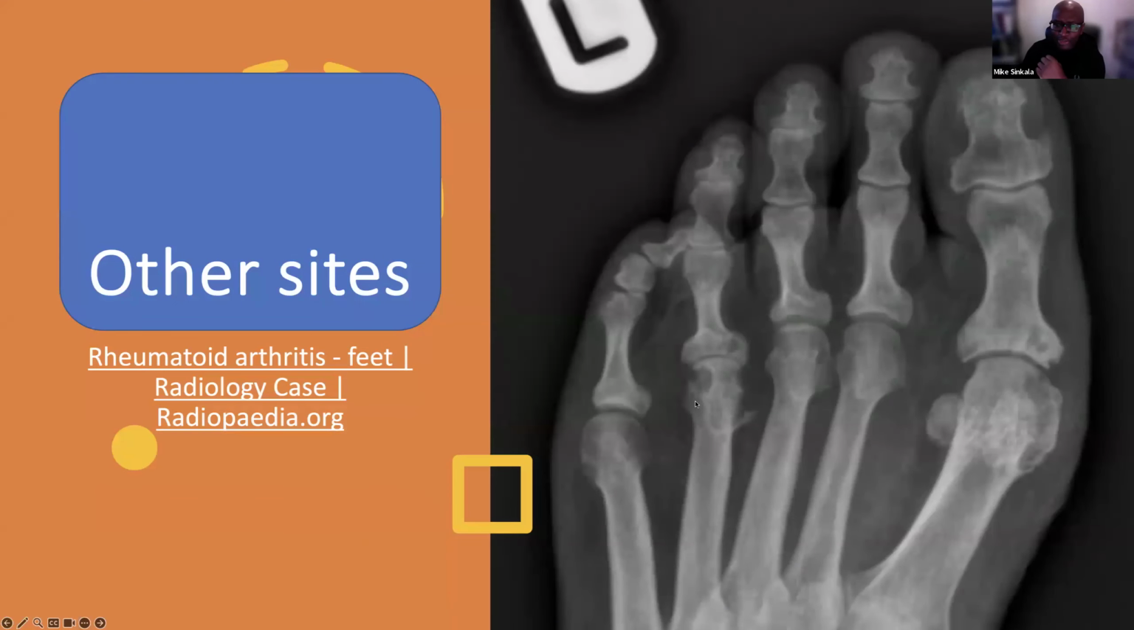Look at the foot X-ray here. We have the non-marginal erosion here involving the head of the fourth metatarsal. I don't know why rheumatoid arthritis involves the fourth, the fifth, but osteoarthritis tends to involve the first metatarsophalangeal joint.